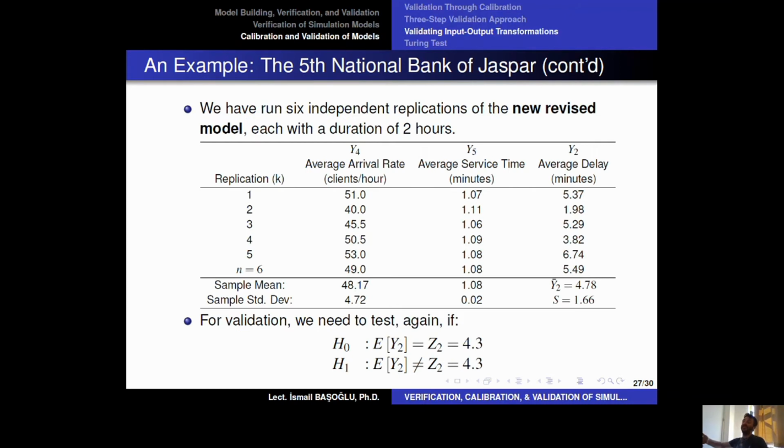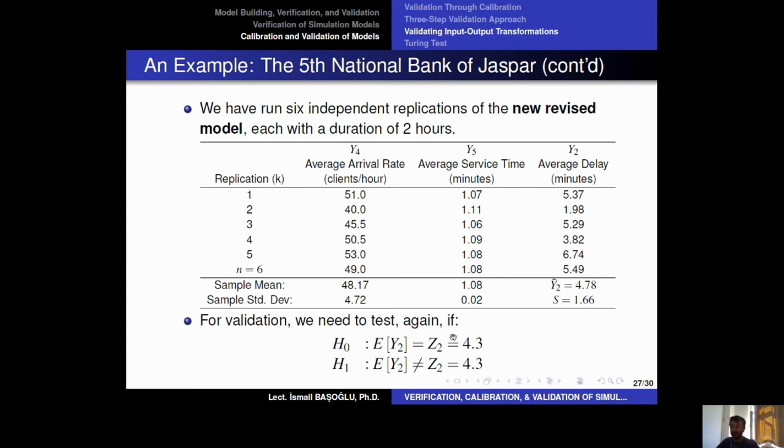Now, after these revisions, again, we have run 6 replications. And after these 6 replications, the input arrival distribution and the input service time distribution are not changing, as you can see, because these are dependent on the input values. However, the average delay is going to be affected. And you see the average delay obtained in the 6 replications is 4.78 with a standard deviation of 1.66.